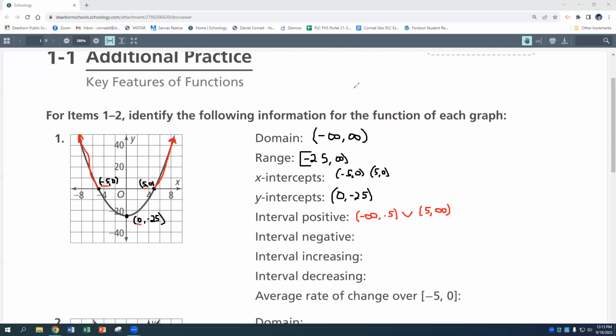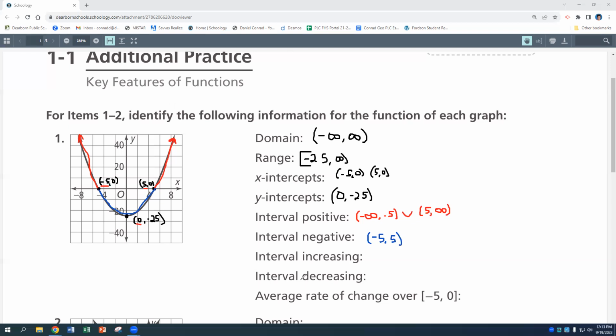Right, it's negative when it's below the x-axis. So the graph is below the x-axis from -5 all the way to +5 here in blue. Okay, so the red is your positive intervals, the blue is your negative. So when we write that, we're going to write it as -5 to 5.